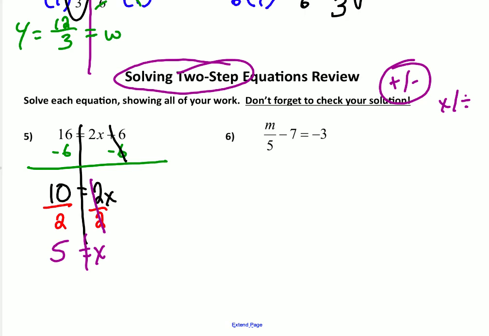So I undid the adding or subtracting first. The 2x just slides down. Make sure you rewrote that. Now take care of the multiplying by using division.